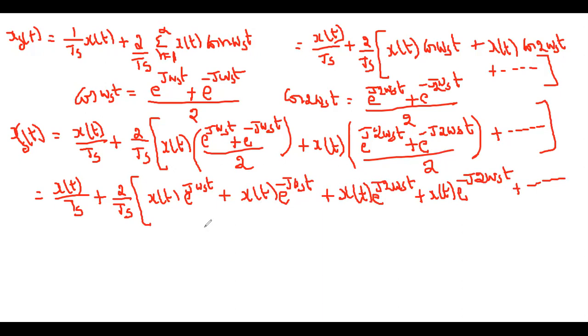Here the by 2 is there in all the functions. Totally, I am writing here the 2 and 2 to get cancelled. Got it, my students? So x delta of t is equal to.